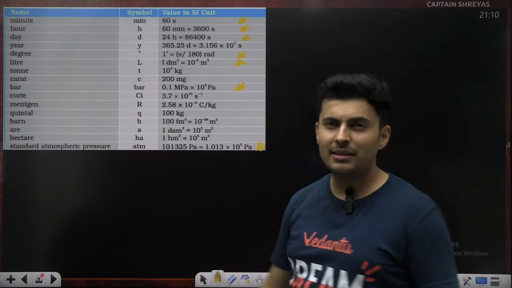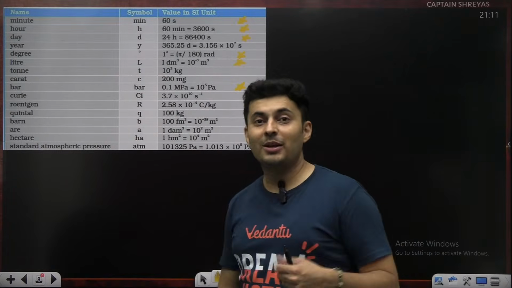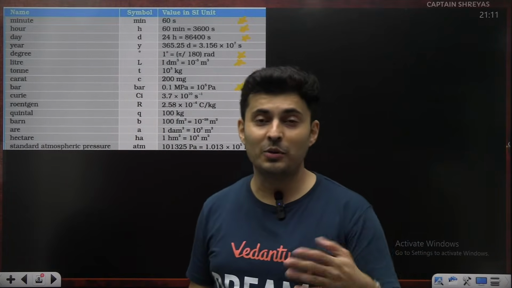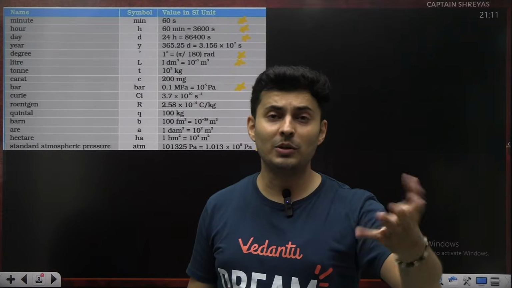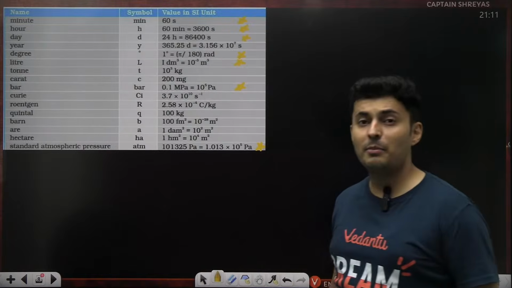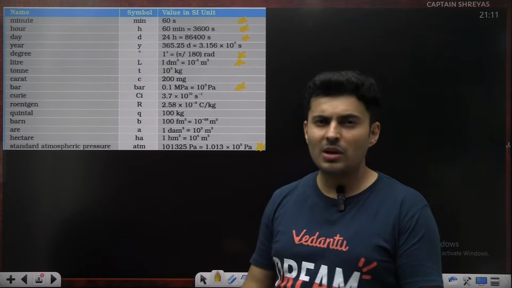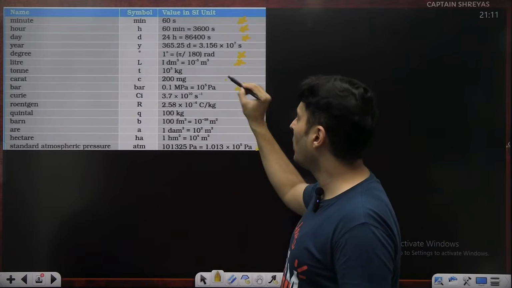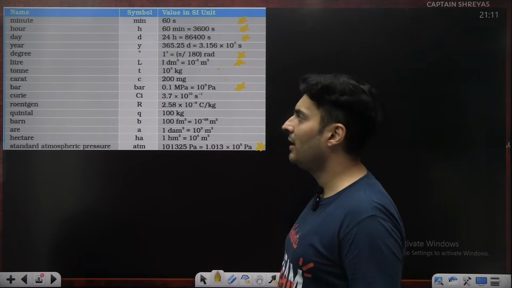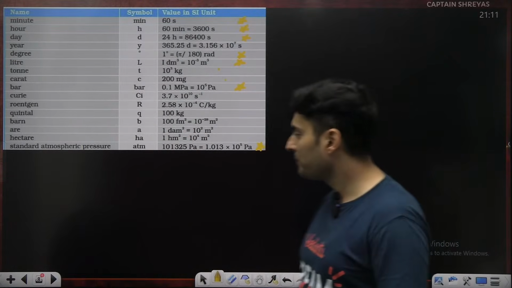Even if they give you carat in the exam, not that carrot to eat, but the carat where you measure gold, 24 karat gold, 20 karat diamond, that is the carat over here. It is 200 milligrams. That conversion factor they will give you, but in case you want to remember it, no harm in remembering this ton and a carat. Apart from that, the remaining things are not necessary.